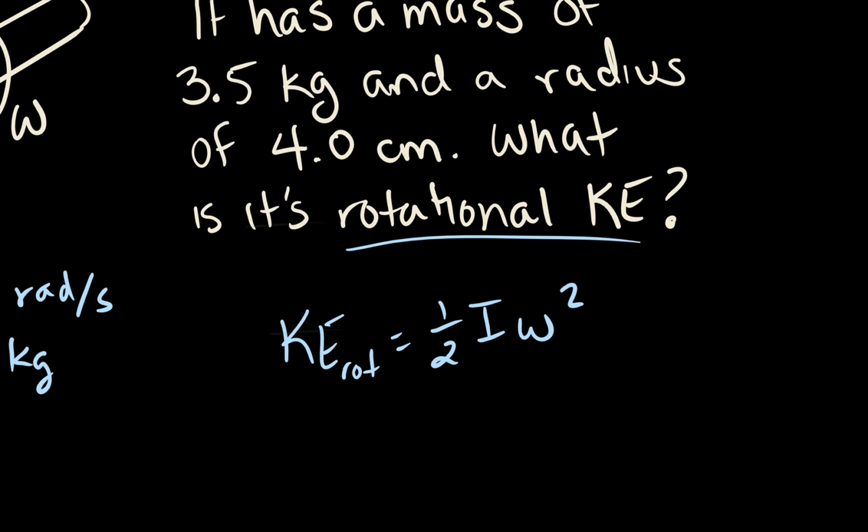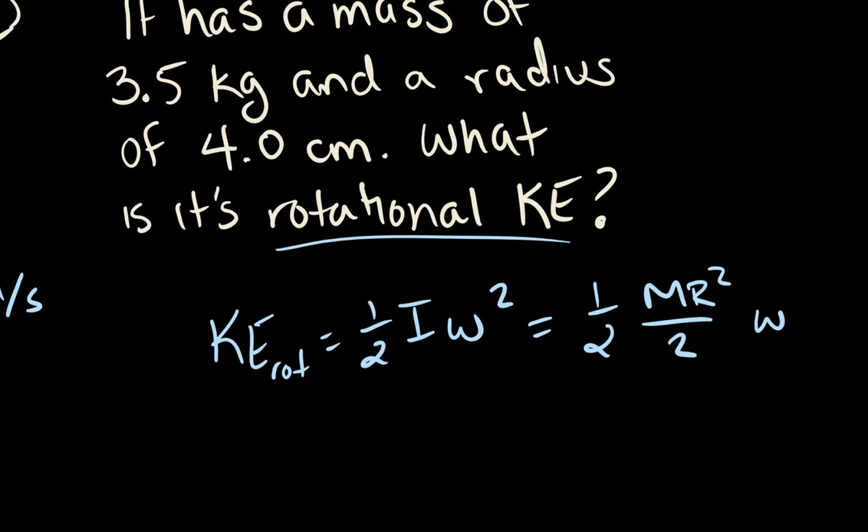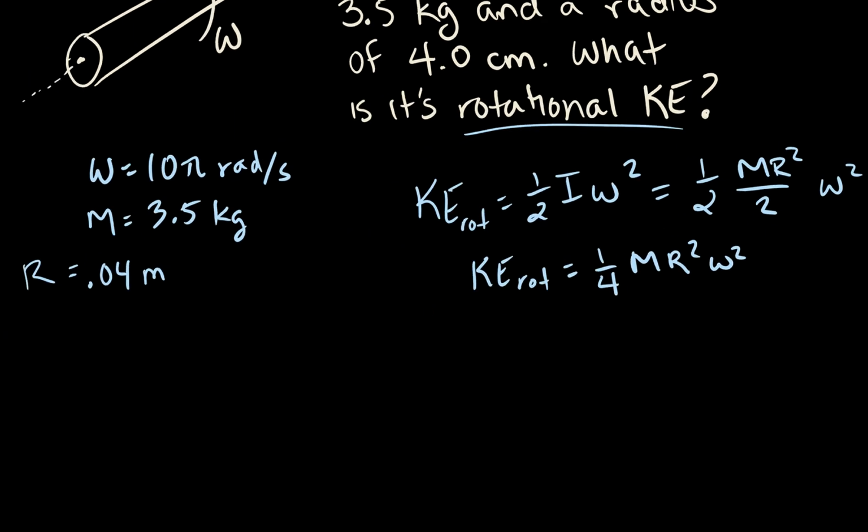So our I is going to be mr squared divided by 2, times omega squared, all multiplied by 1/2. Okay, so we get an equation for our rotational kinetic energy equals 1/4 mr squared omega squared. Let's plug in what we know, and I think we actually know everything we need to solve this problem. So 1/4 the mass is 3.5 kilograms.